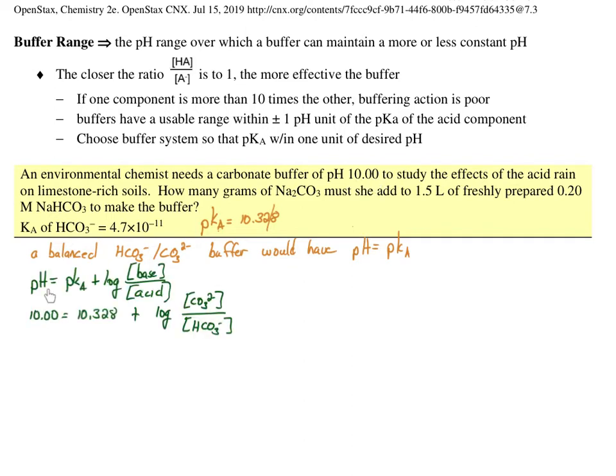And here we've translated the Henderson-Hasselbalch to this specific application. We want a targeted pH of 10.00. This is our pKa value. So what we need to do is to tweak this ratio of the base, which is a carbonate ion, to the acid, bicarbonate ion. We need to tweak this ratio to make this equation true.